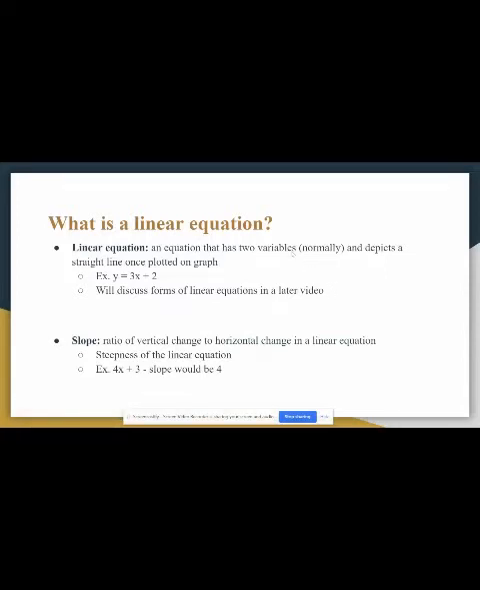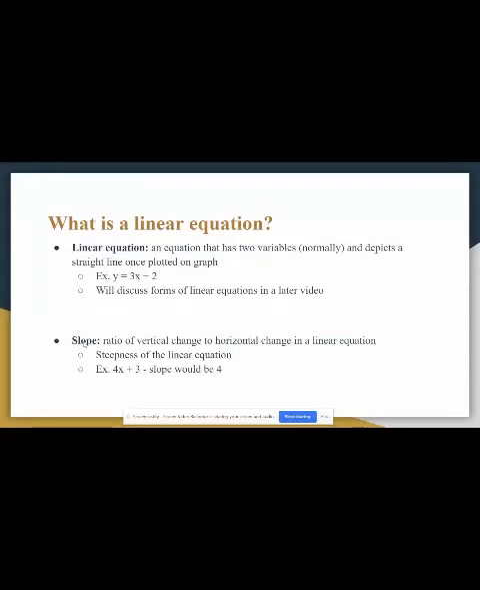What is a linear equation? A linear equation is an equation that normally has two variables and depicts a straight line once plotted on the graph. You will see examples later in the video. An example of a linear equation would be y is equal to 3x plus 2. We will discuss the forms of the linear equations in a later video.